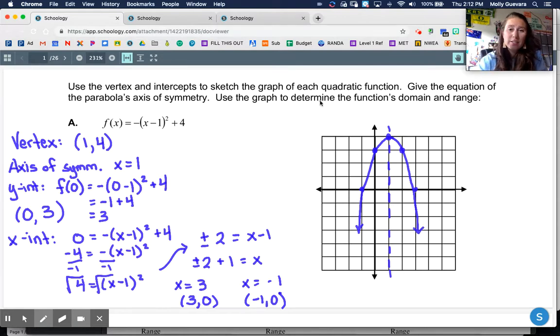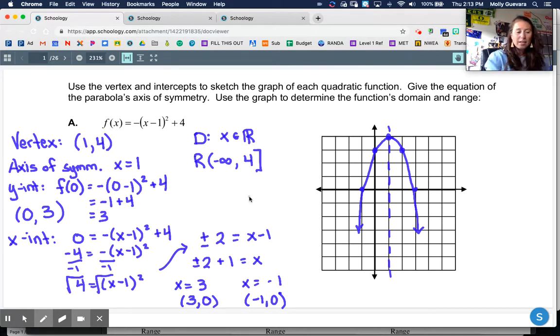The last part says use the graph to determine the function's domain and range. My domain in this case is all real numbers, so x is in the set of all real numbers, because these go on forever in both directions. Now my range: my lowest value is negative infinity and my highest value is 4. I actually have a point at 4, that's where my vertex is. So there's my domain and range.